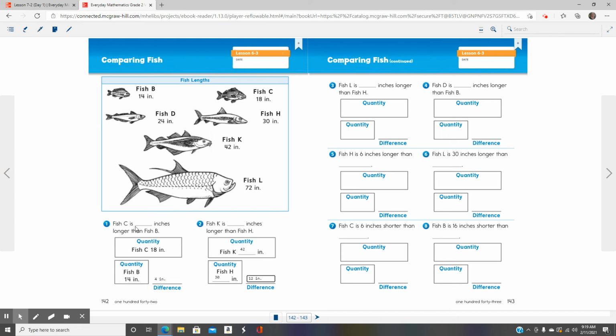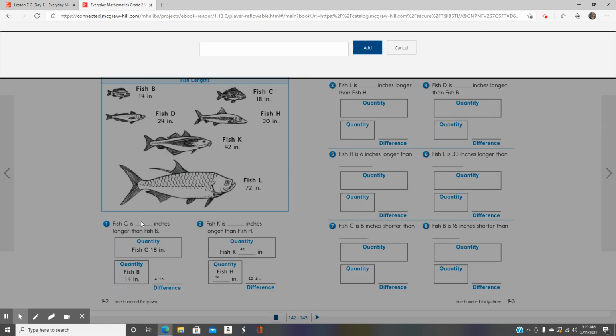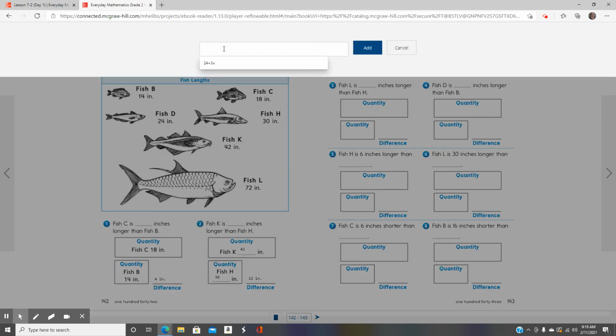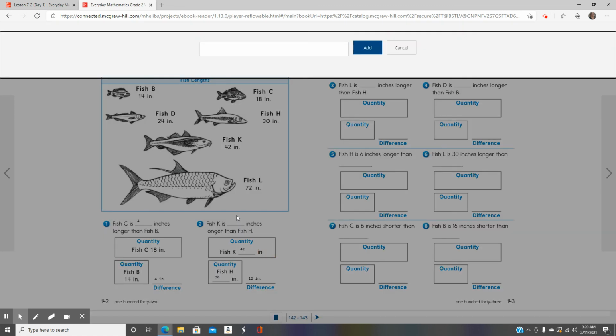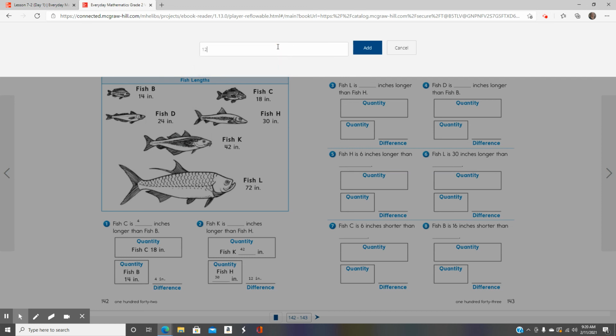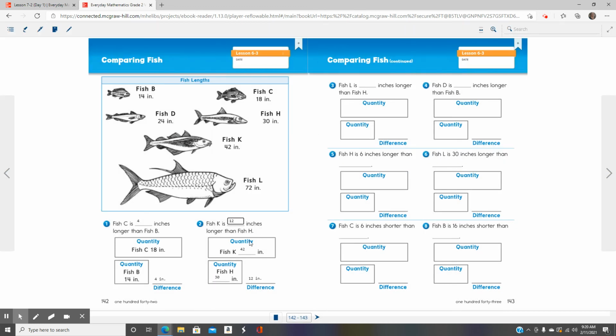Oh, but look at this. We don't want to be careless here. We want to fill in these blanks as well, don't we? I just noticed that. So for number 1, fish C is blank inches longer than fish B. That's where we put the difference. So let's write in that difference there. Let's be thorough, shall we? I don't like to leave anything blank. Here we found out that fish K is 12 inches longer than fish H because we subtracted. So let's put in a 12 right there. Okay, everything's filled in. I'm happy now.